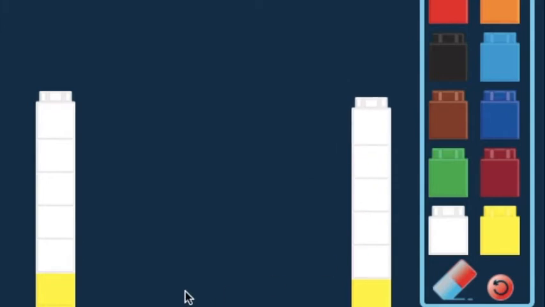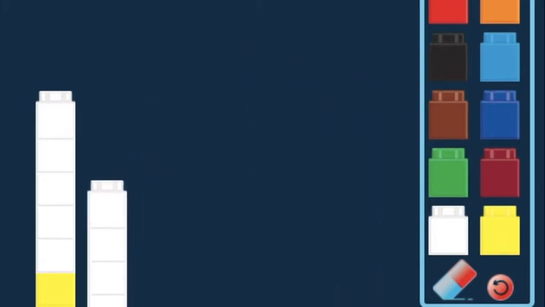Now I want to make the number 17. I know 17 the say 10 way is 10, 7. So all I need to do is bring over 7 of these cubes. Now I have 10, 7. 10, 7 is 17.